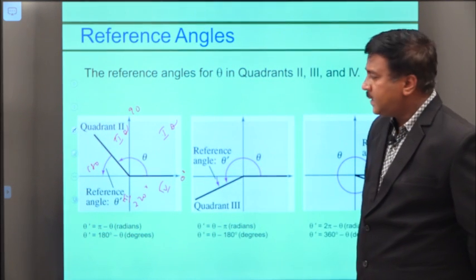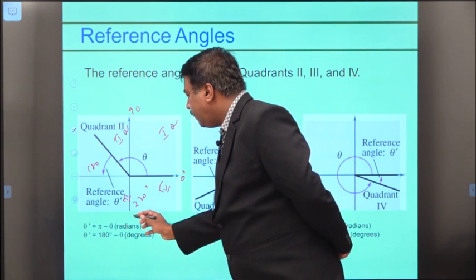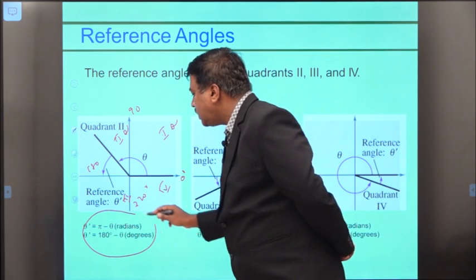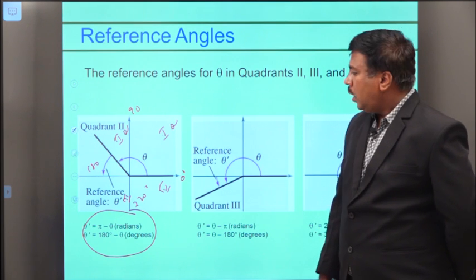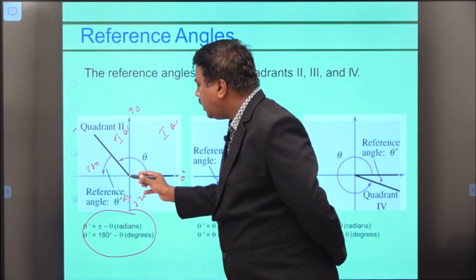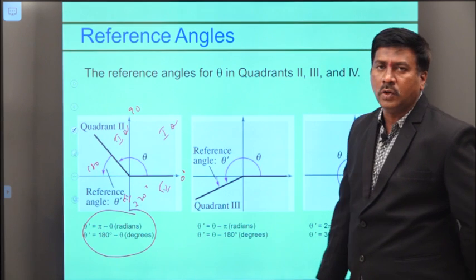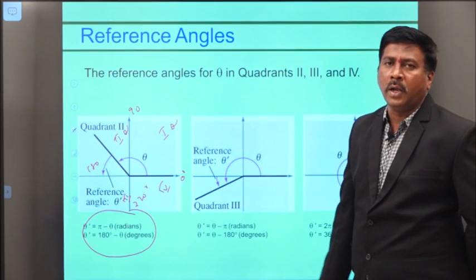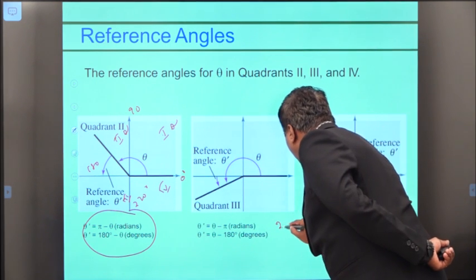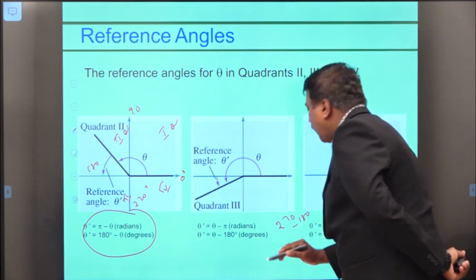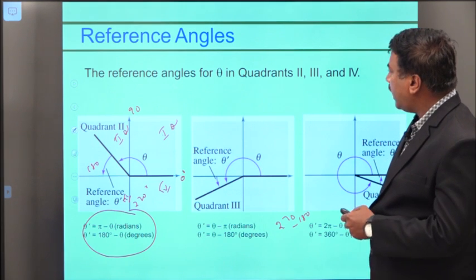So the reference angle means, if theta value is greater than 90 and lies in the second quadrant, then we have to convert it: theta dash is equal to pi minus theta. Suppose the angle is 270, which is in the third quadrant. In the third quadrant, to find the reference angle, theta dash is equal to theta minus pi. Pi is 180 degrees and theta value is 270, then 270 minus 180 gives the balance angle, which is called the reference angle. So these are the examples.